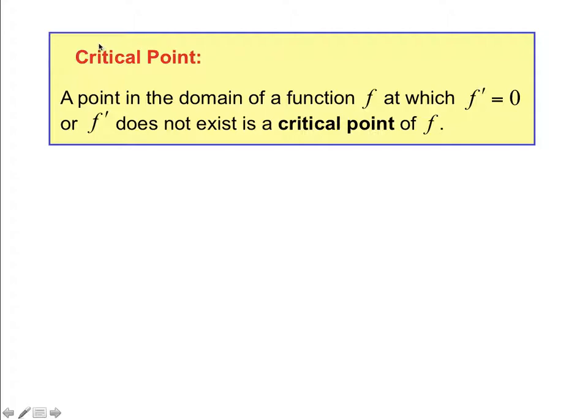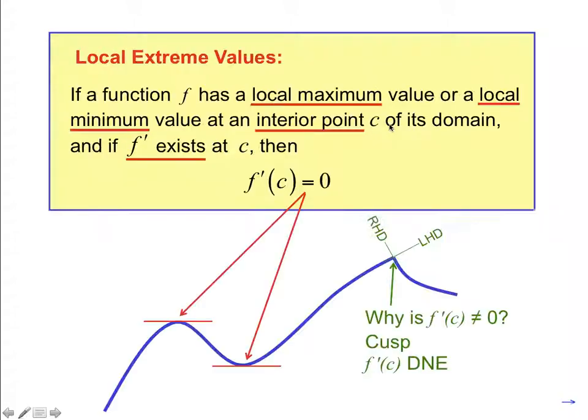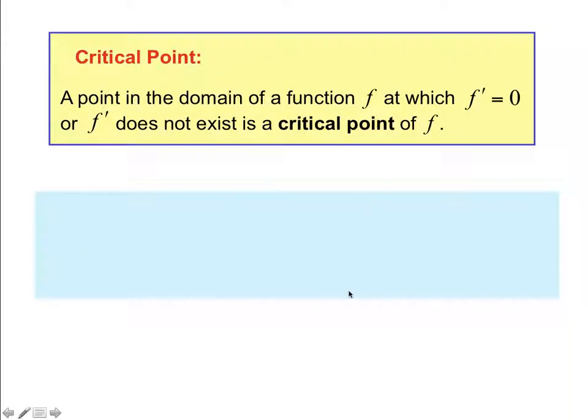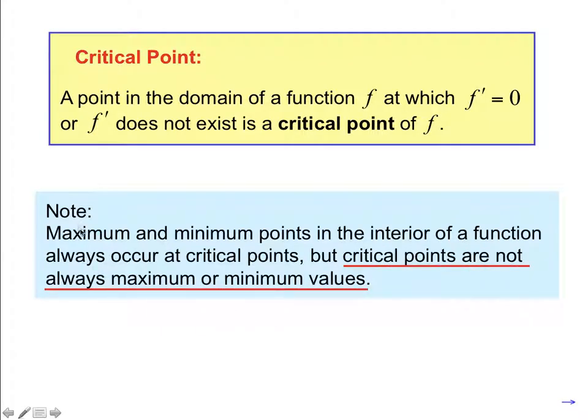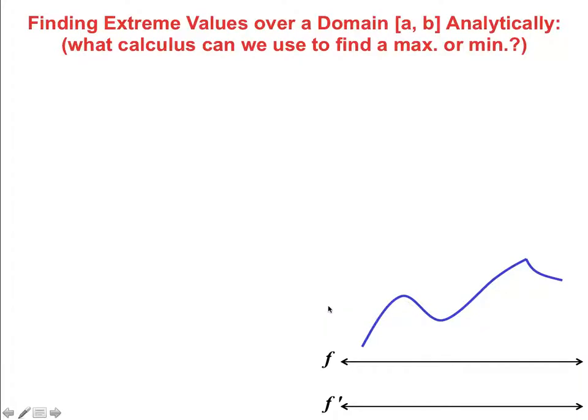So now we're going to talk about critical points. This is a point in the domain of a function at which the derivative is equal to 0 or the derivative does not exist. That is called a critical point. So I'm going to back up a slide here. This point, and this point are all called critical points. Hills, valleys, and cusps and corners. Okay, and just a quick note here, maximum and minimum points in the interior of a function always occur at critical points. So maxes and mins, hills and valleys, cusps and corners always occur at critical points. But critical points are not always maximum and minimum values. So let's talk a little bit about that.